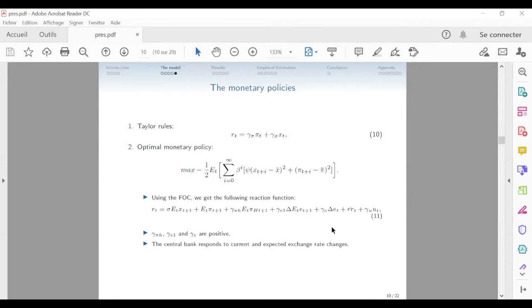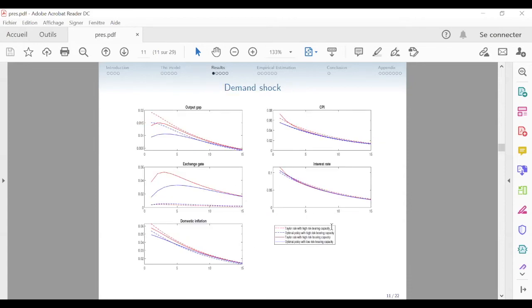So let me now present the results. Here we're talking about a demand shock. The blue line represents the optimal monetary policy, the red line the Taylor rule. The dashed line corresponds to a low risk, and the full line to a high risk.